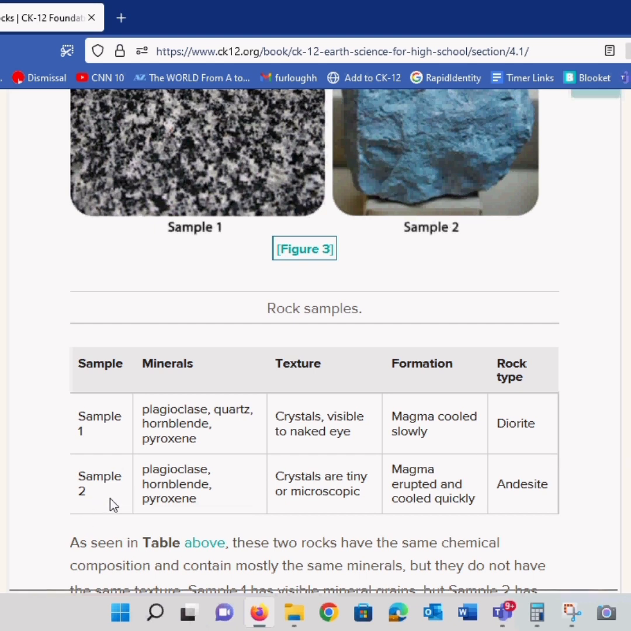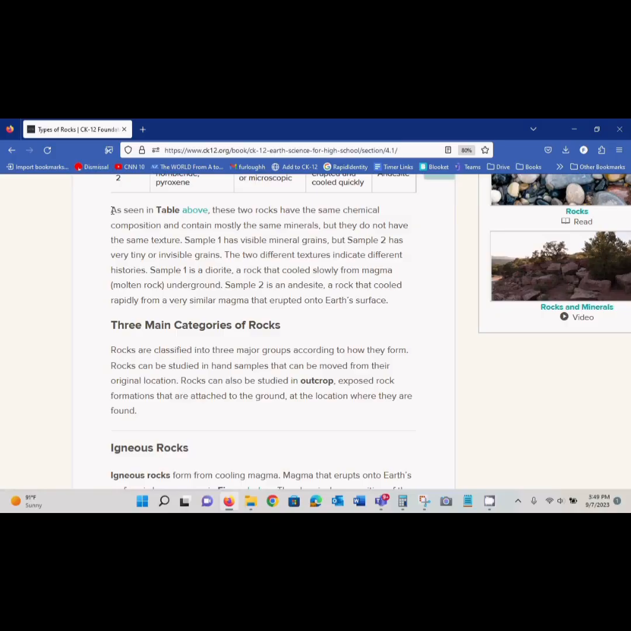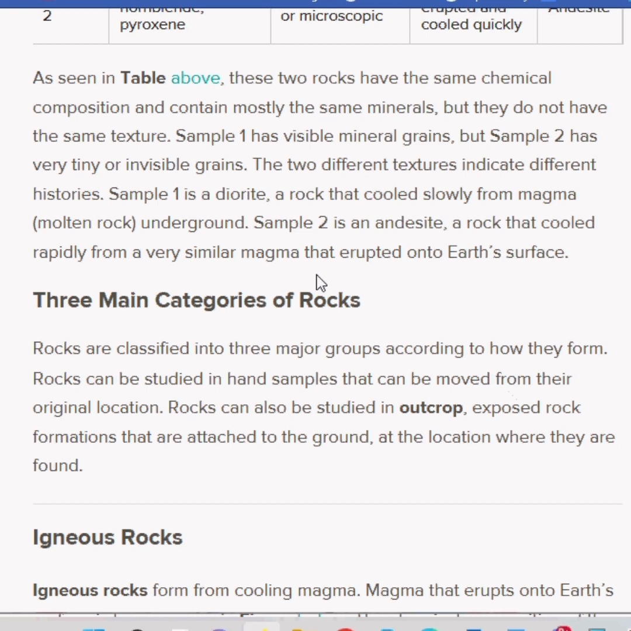Okay. Sample 2 minerals are plagioclase, hornblende, and pyroxene. Texture for sample 2. Crystals are tiny or microscopic. Formation for sample 2. Magma erupted and cooled quickly. The rock type for sample 2 is andesite. As seen in the table above, these two rocks have the same chemical composition and contain mostly the same minerals, but they do not have the same texture. Sample 1 has visible mineral grains, but sample 2 has very tiny or invisible grains.